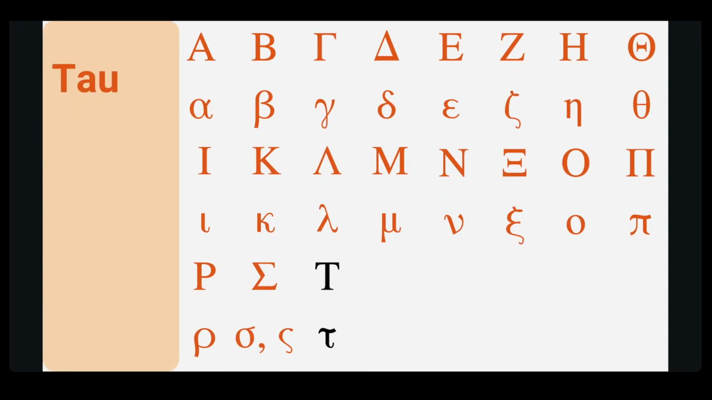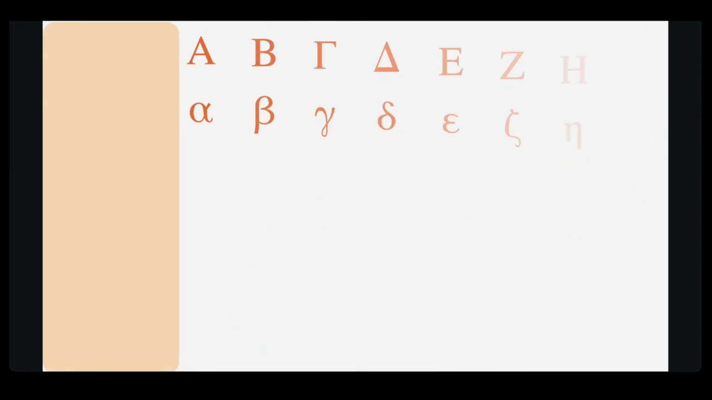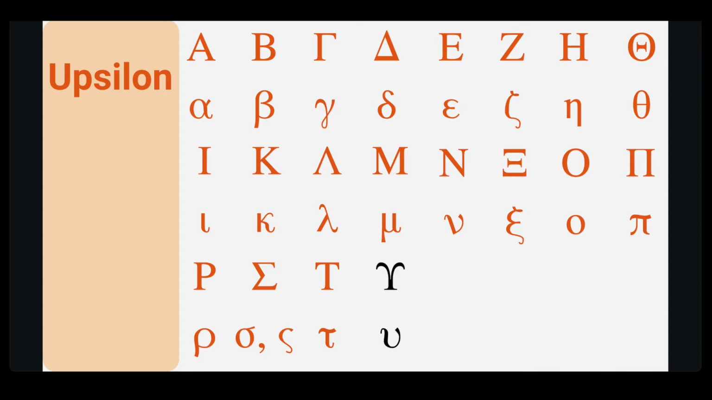That's followed by tau, which makes a t sound. And then upsilon, which makes an oo sound. Now, oftentimes, when you have a Greek word that has an upsilon in it, it comes over into English as a Y, like the word dynamite. In Greek, that actually comes from the word for power, dunamis. But we'll talk more about that later.